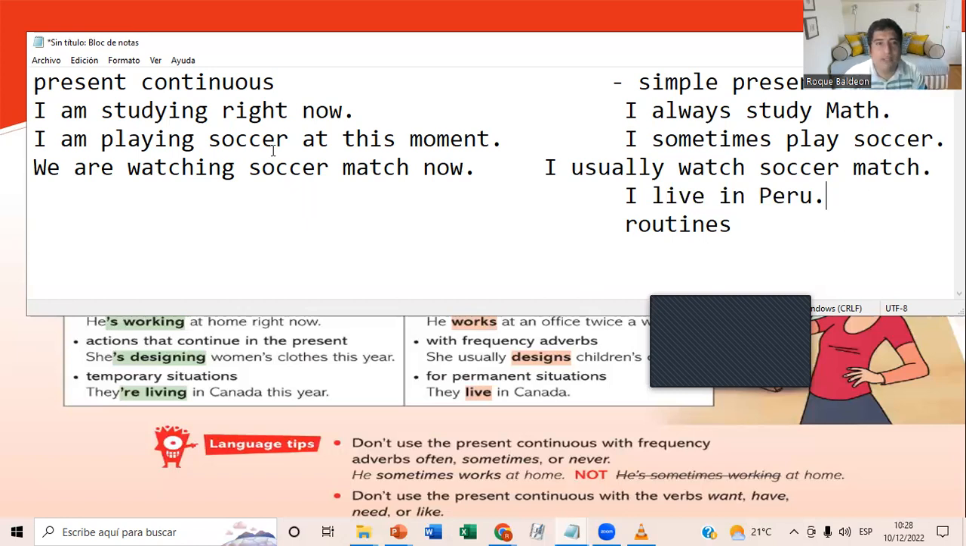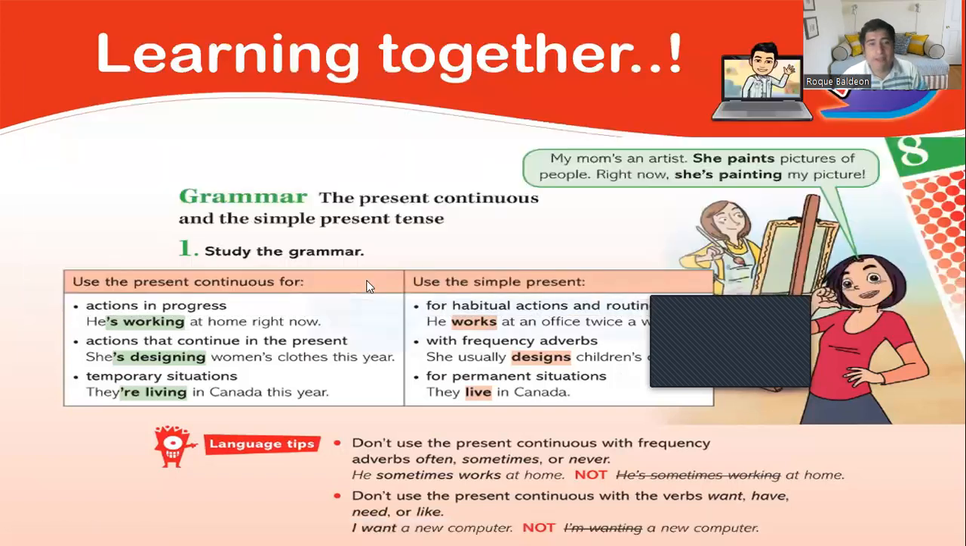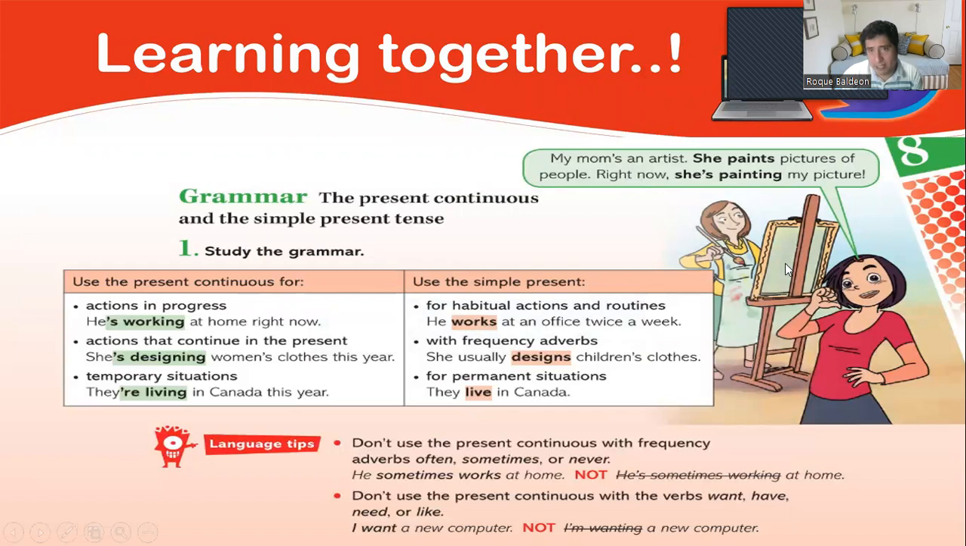Nice, let me check. This is the difference, okay? Present continuous and simple present. For example, here we go. My mom's an artist. Mi mamá es una artista. She paints pictures of people. Ella pinta dibujos de personas. Esto es como una routine. Pero ahora, right now, she's painting my picture. Pero ahora me está pintando. She's painting my picture, my face. Very good. Why? Because her mom is an artist. Very good.